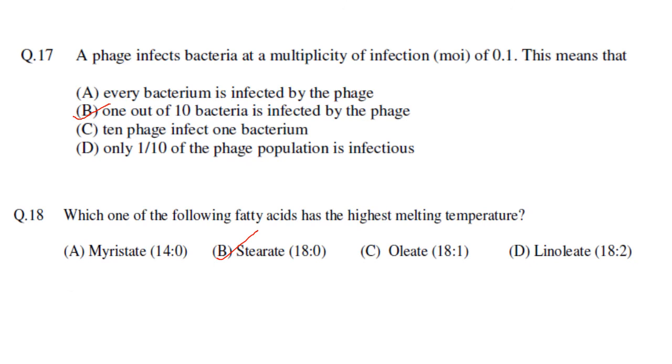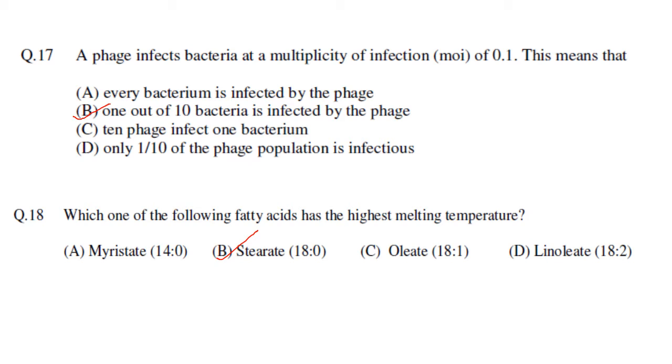Next one, a phage infects bacteria at a multiplicity of infection, that is MOI of 0.1. This means that every bacterium is infected by the phage. 1 out of 10 bacteria is infected by the phage. 10 phage infect one bacterium. Only 1/10 of the phage population is infectious. So answer is option B. 1 out of 10 bacteria is infected by the phage.